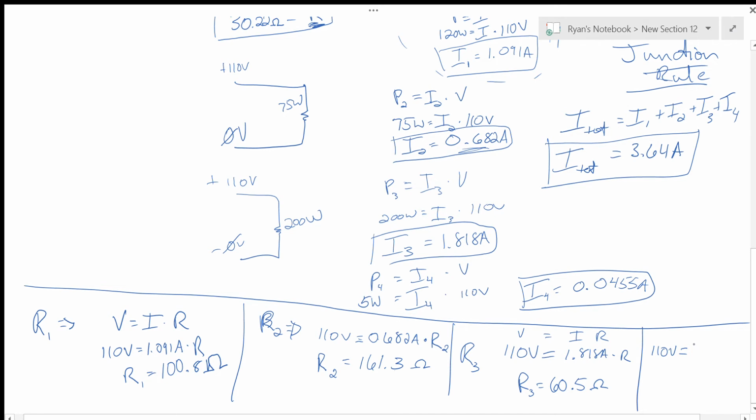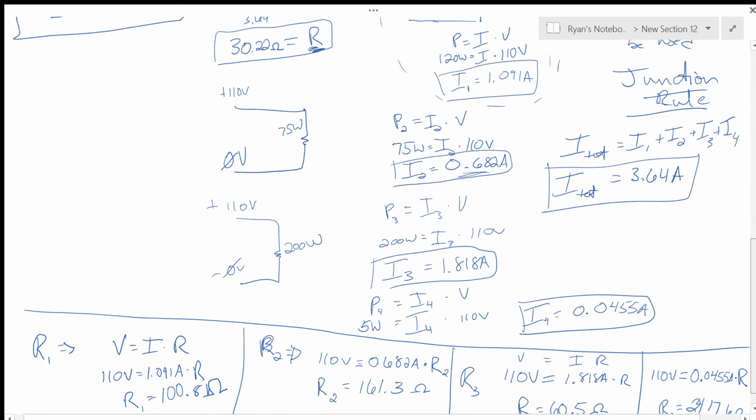That was the really small current, times R. Whoa. 2,417.6 ohms. Right, so we found all the resistance values, and lastly, the very last question is about cost.